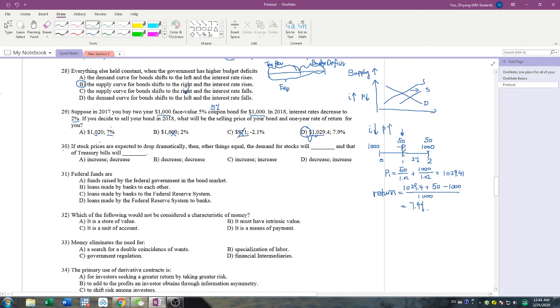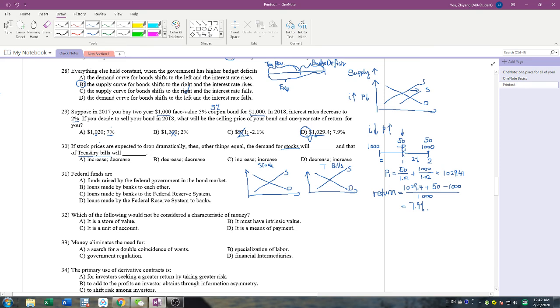All right, the last question today, question 30. If stock prices are expected to drop dramatically, then other things equal, the demand for stocks will do what, and the demand for treasury bills will do what? So again, whenever you see two assets, I'm going to draw two graphs. Okay, so the first one will be for stock, where we have supply and demand. And then we're talking about T-bills. So treasury bills, those are short-term government issued loans. So supply and demand.